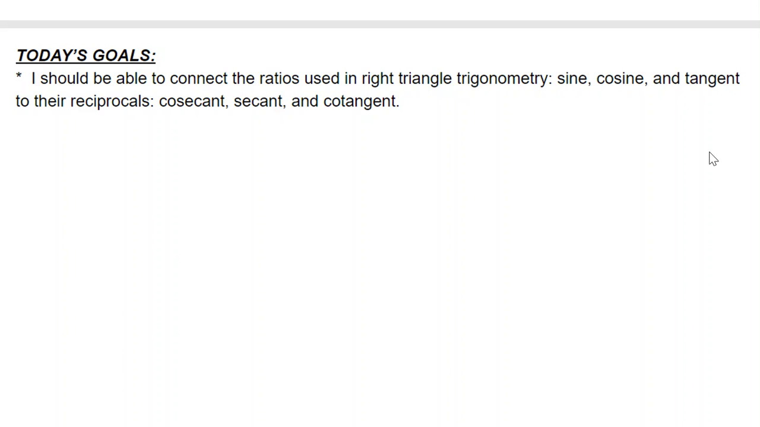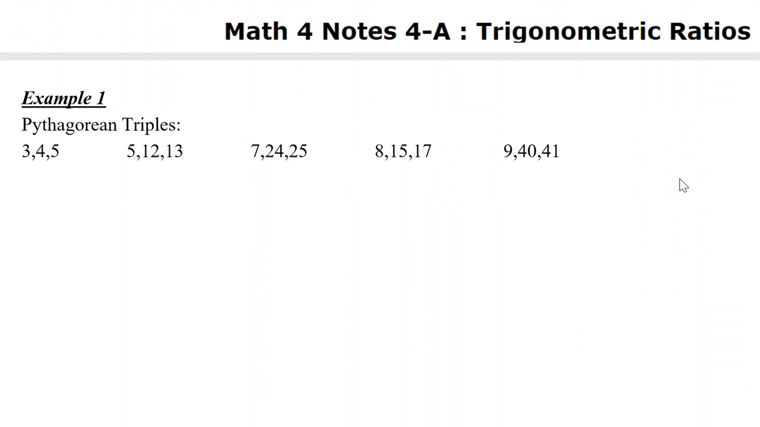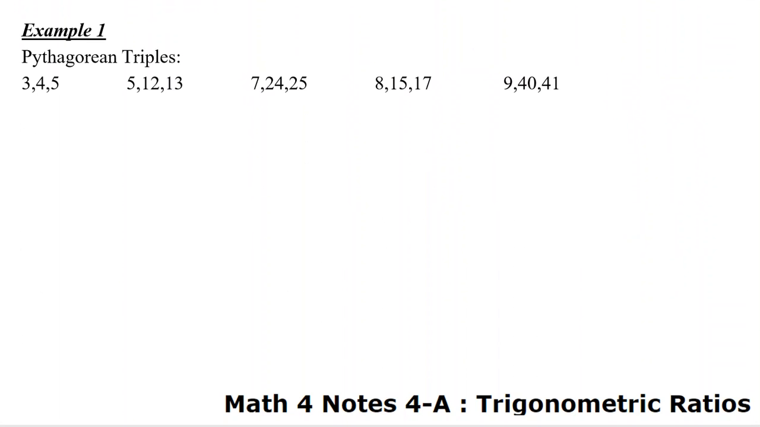Now, we're going to revisit the idea of sine, cosine, and tangent. And we're also going to pick up on the ideas of cotangent, secant, and cosecant, and the fact that they are reciprocals of sine, cosine, tangent. And we'll get to that eventually. But first, I wanted to stop and talk about Pythagorean triples.